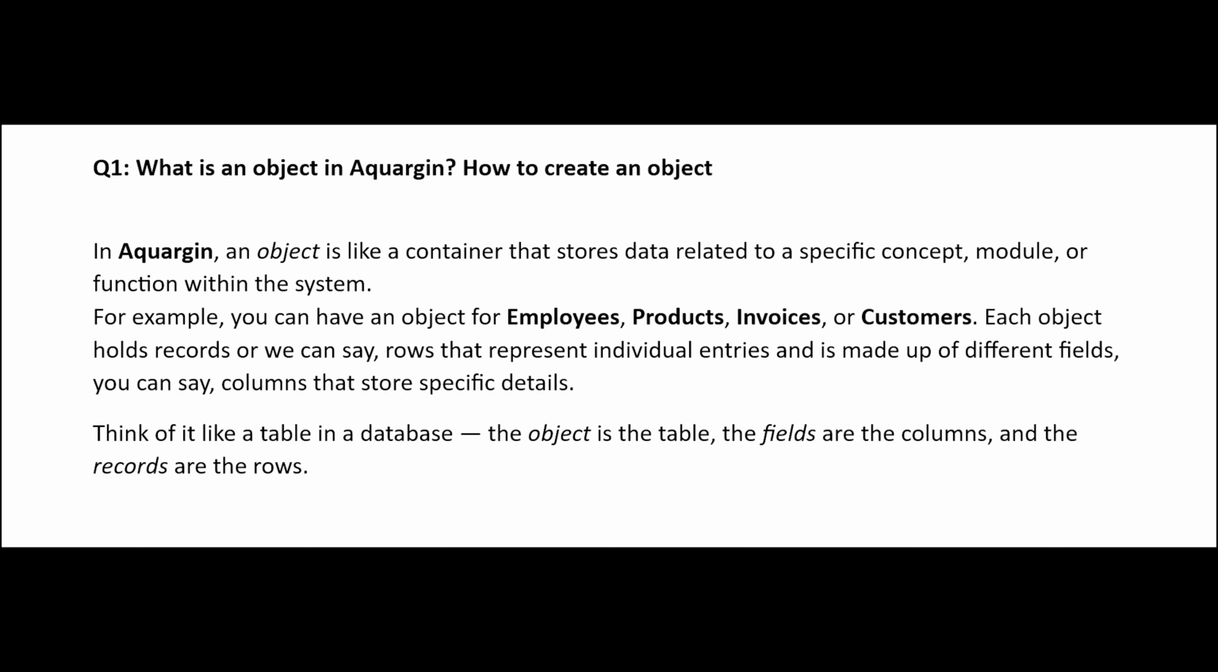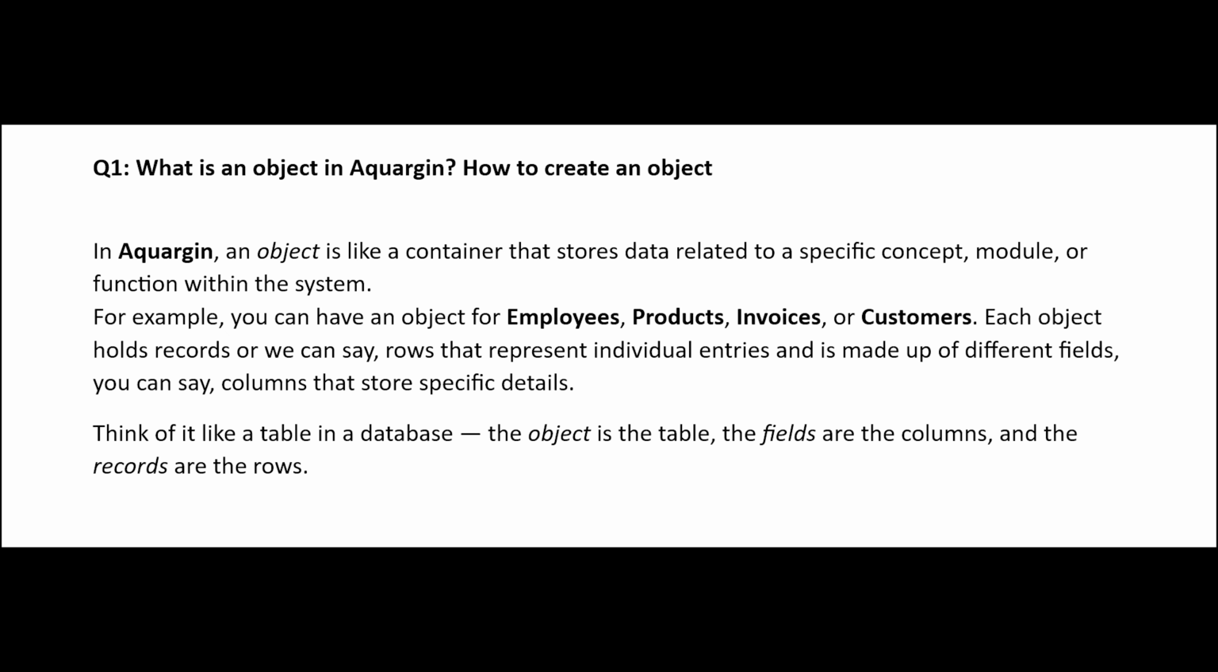What is an object in Aquargin, and how to create an object? In Aquargin, an object is like a container that stores data related to a specific concept, module, or function within the system. For example, you can have an object for employees, products, invoices, or customers.